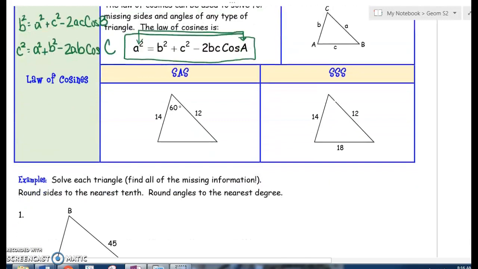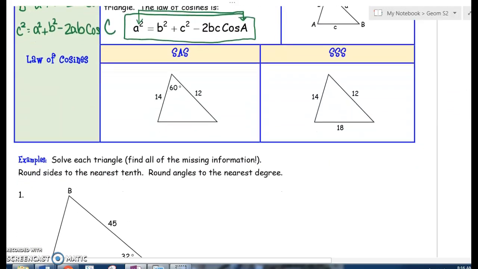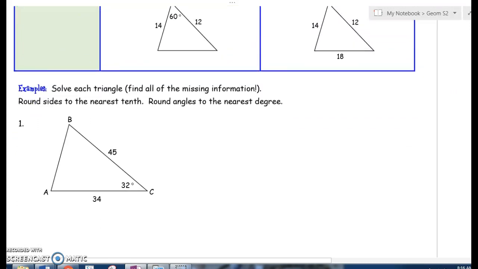All right, so let's try one of these problems down below. Again, we're still going to be rounding sides to the nearest tenth and angles to the nearest degree. So when we have this, we have to find the side across from angle C, which is c. We've also got angle B and angle A. Those are the things that we need to find.